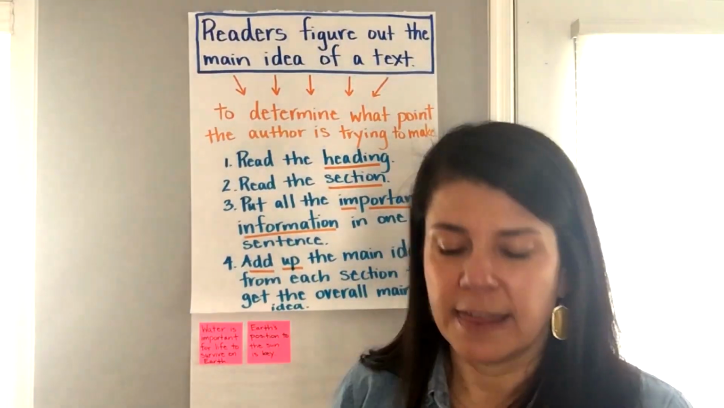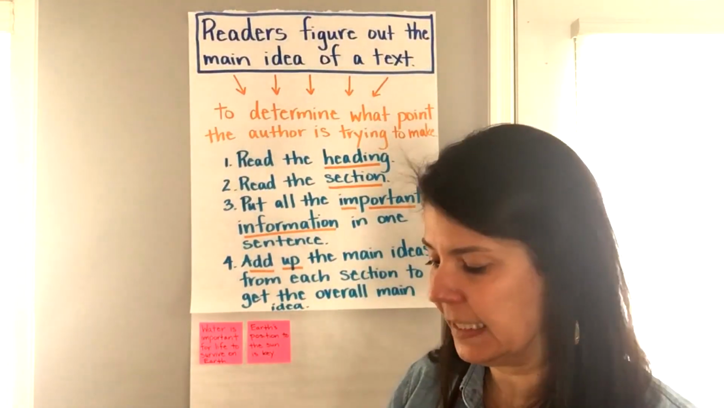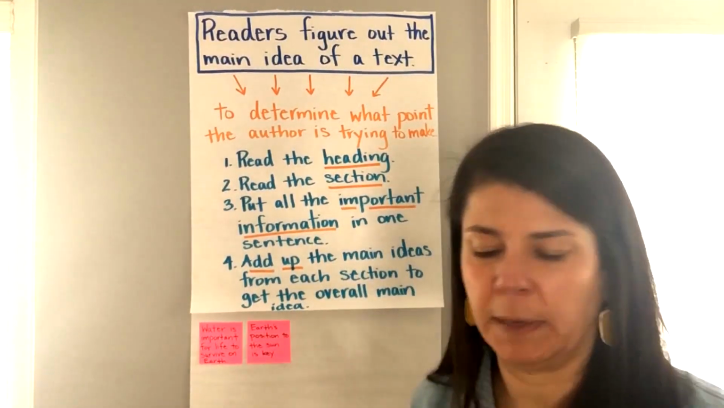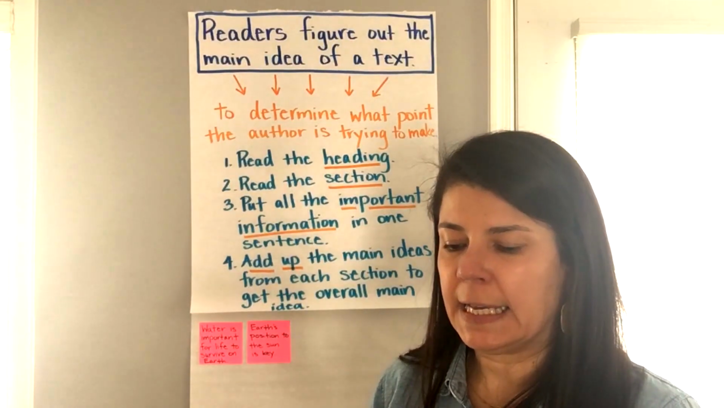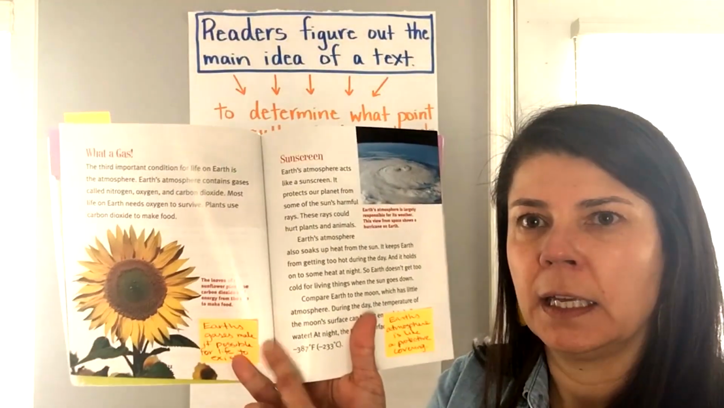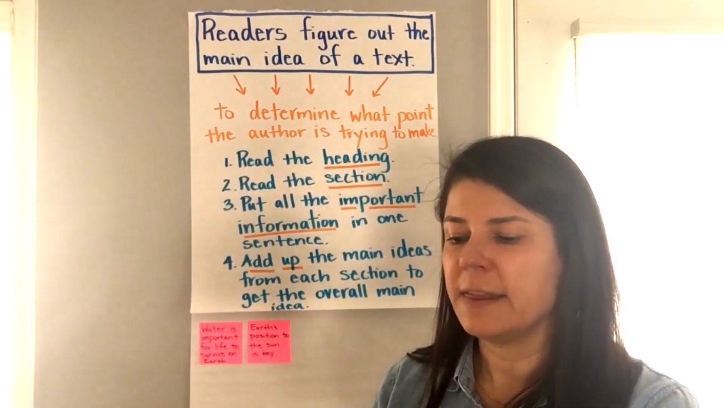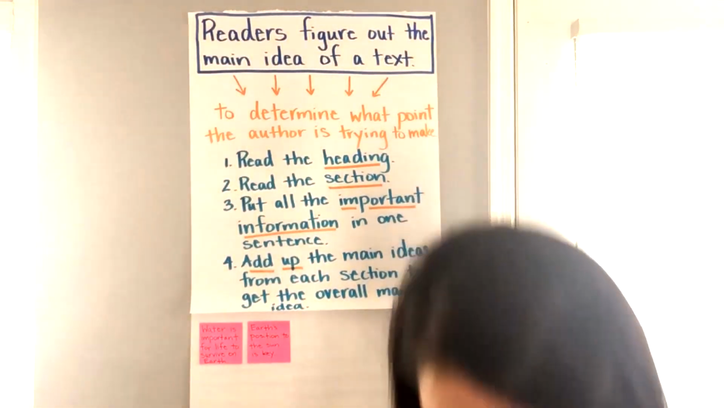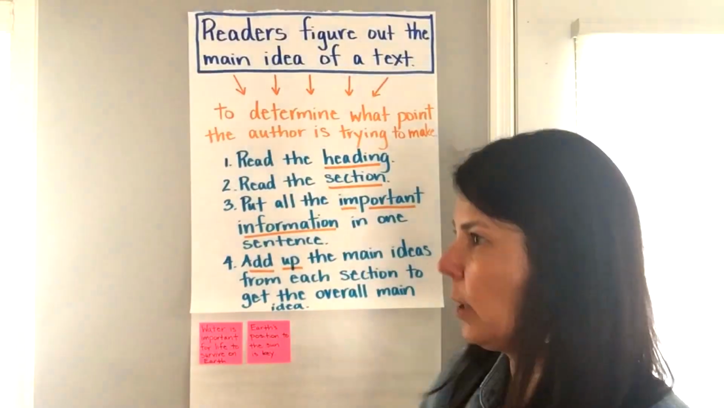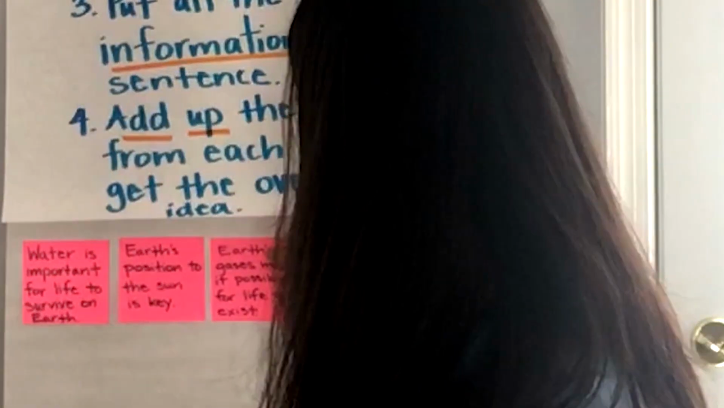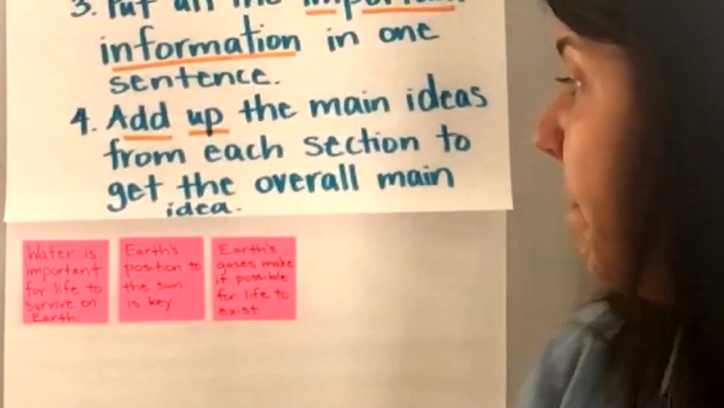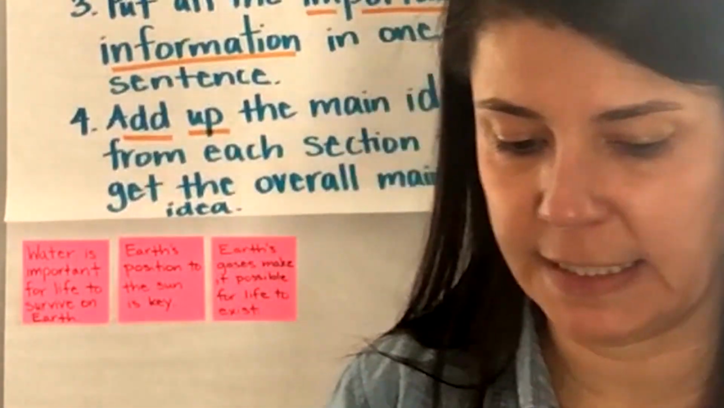Okay. Then the next section is called What a Gas, with an exclamation point. And I determined, I've got my main idea right here, that Earth's gases make it possible for life to exist. So I'm going to add that to my chart. Earth's gases make it possible for life to exist.